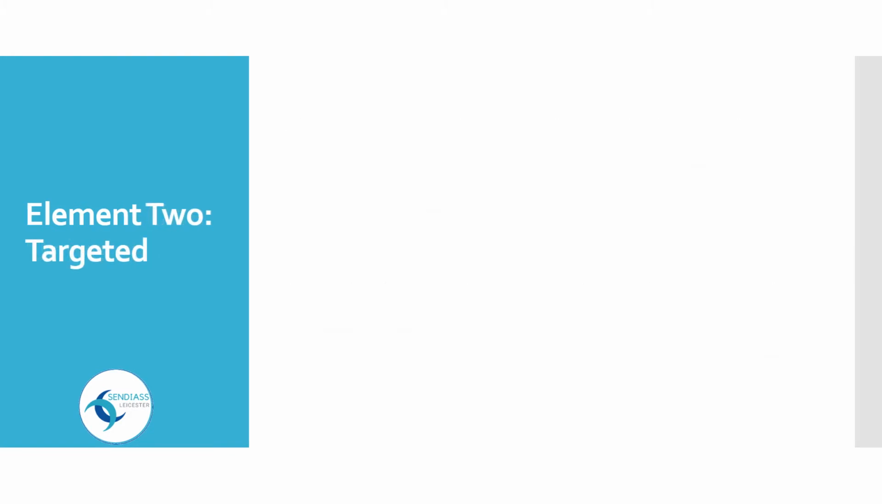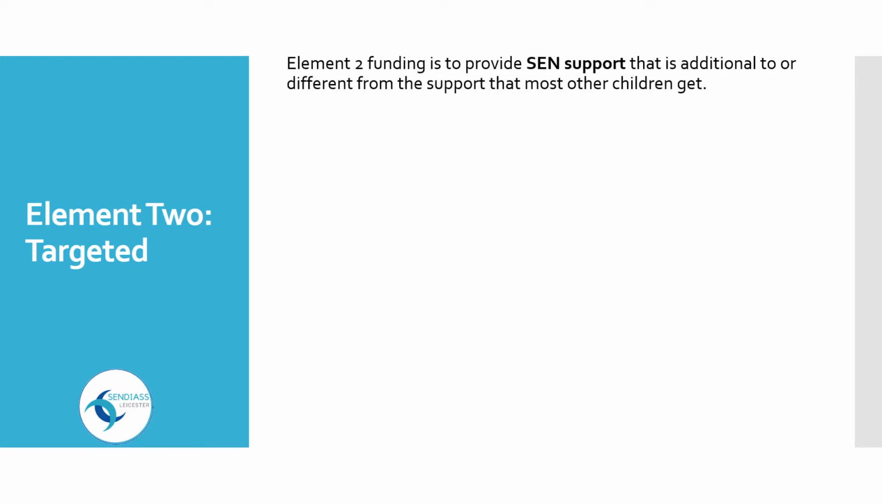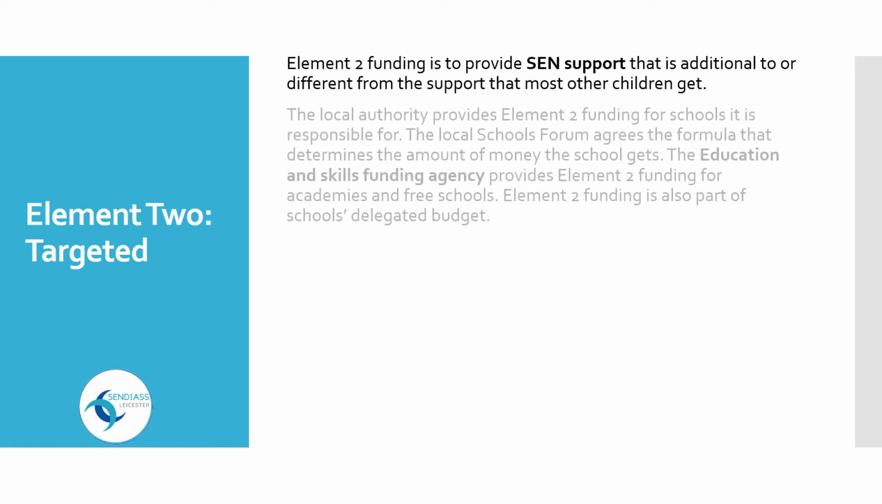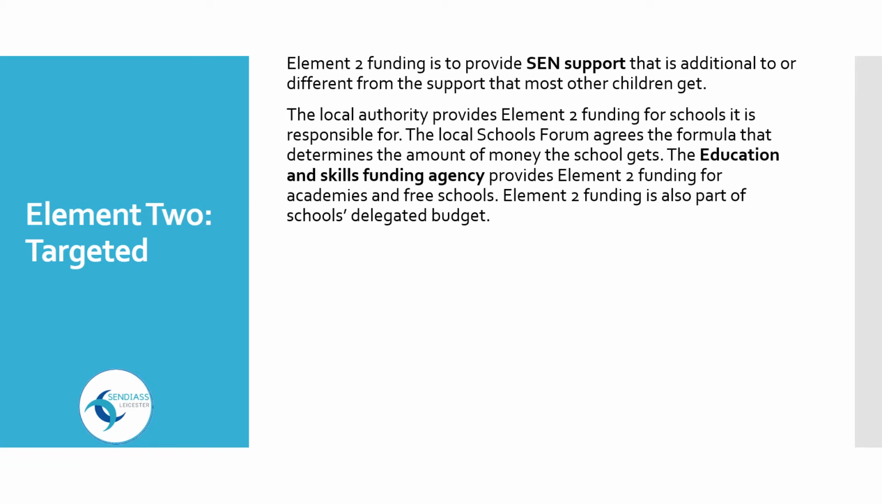Element 2, targeted. Element 2 funding is to provide SEN support that is additional to or different from the support that most other children get. The local authority provides Element 2 funding for schools it is responsible for. The local schools forum agrees the formula that determines the amount of money the school gets. The Education and Skills Funding Agency provides Element 2 funding for academies and free schools. Element 2 funding is also part of the school's delegated budget.